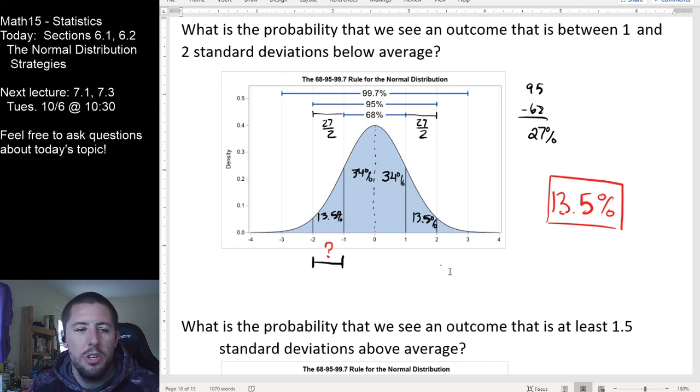So you will see this in the quiz that's in Canvas right now. You will see this in the My Open Math homework for sure. And so empirical rule, pretty nice and easy.